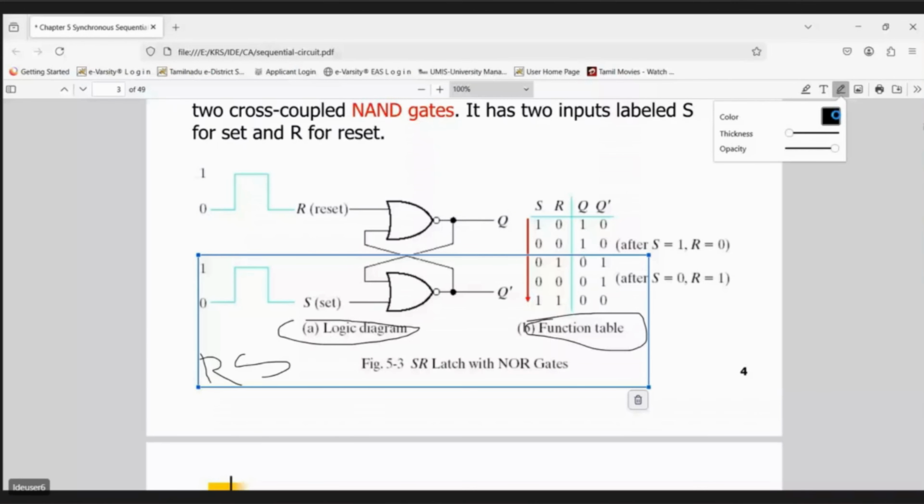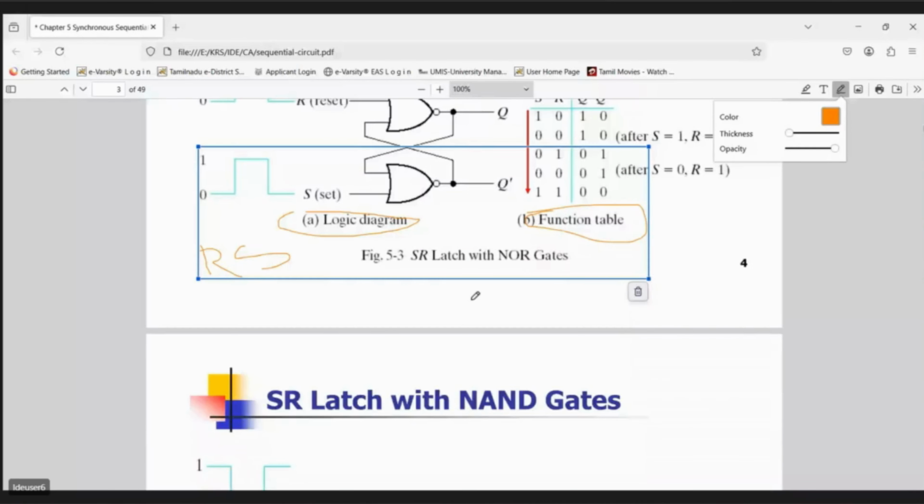So you noted the 5 marks question: explain RS flip flop or SR latch with a NOR gate, so logic diagram and function table. Okay? After this, note this down. Next we will see SR latch with NAND gate.